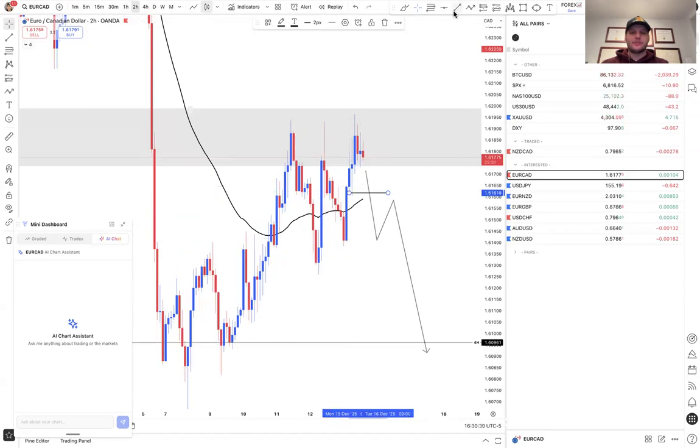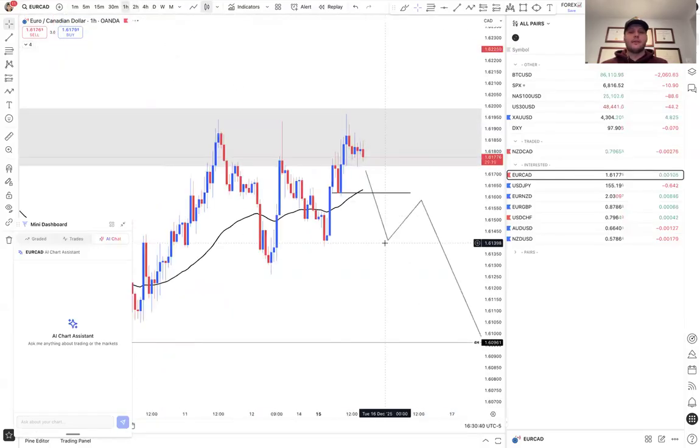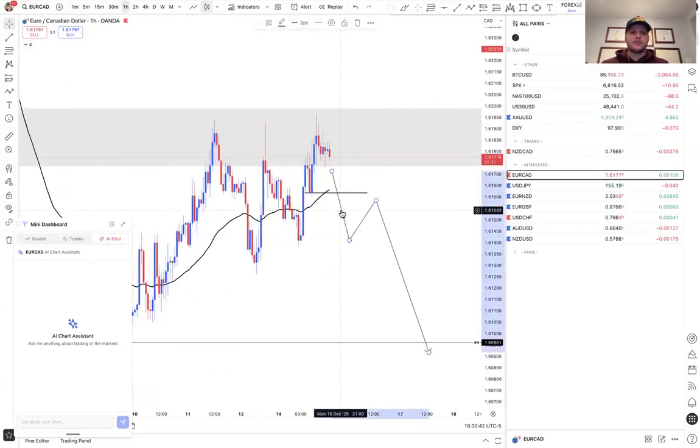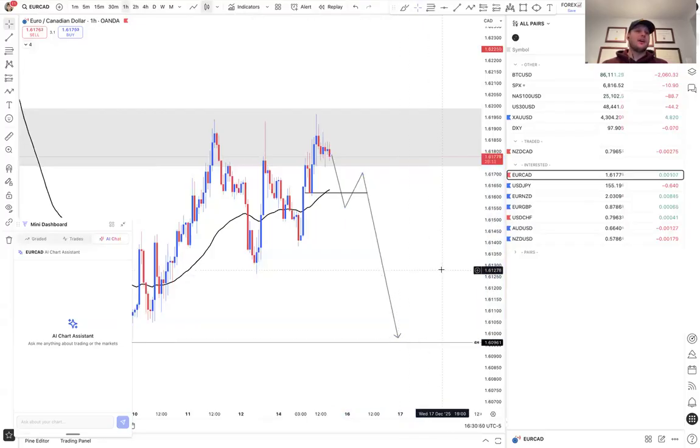On the 2-hour time frame, the shift of structure would happen underneath this structure point right here. So you could do either one. I'm probably going to go with the 1-hour shift of structure. That would look like a 1-hour time frame breaking underneath, closing underneath this area, and then having a pullback and a rejection in order to continue to sell.